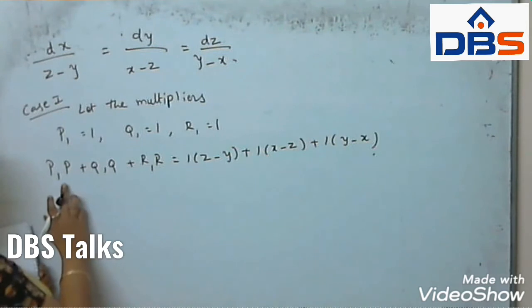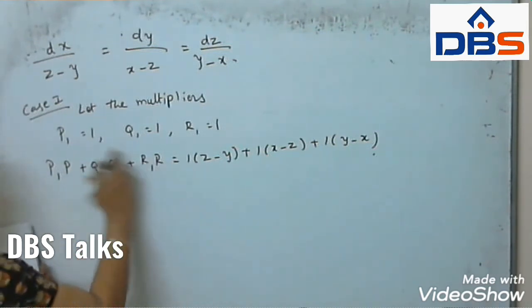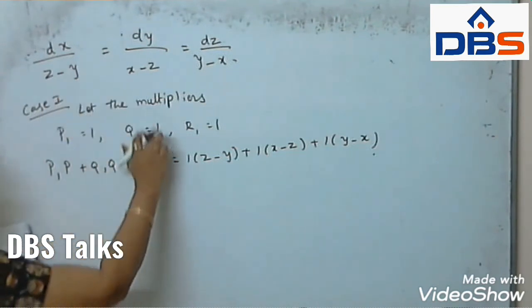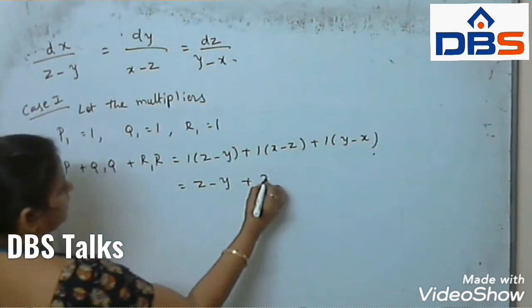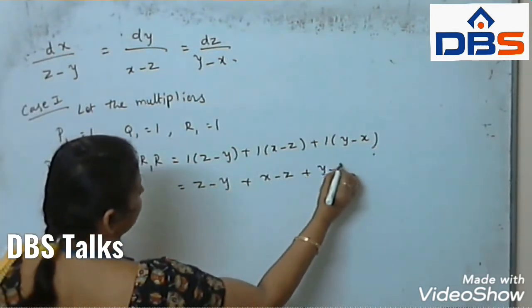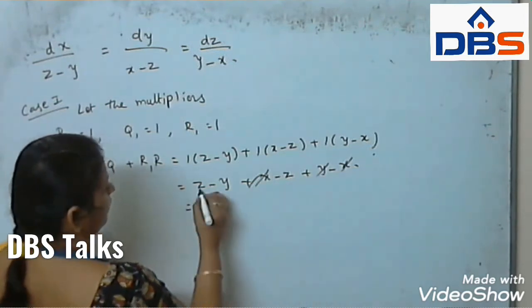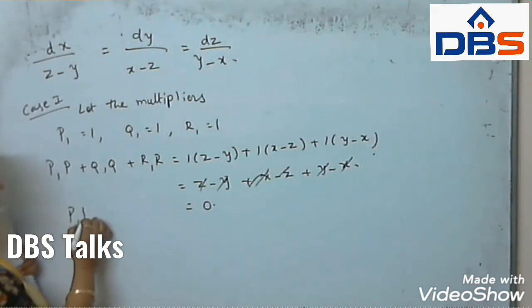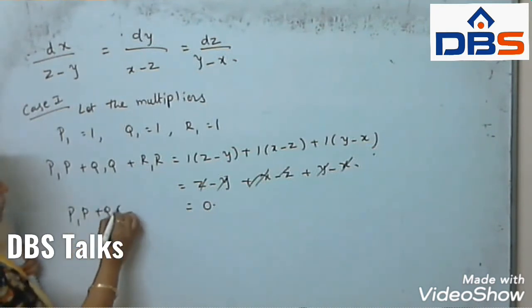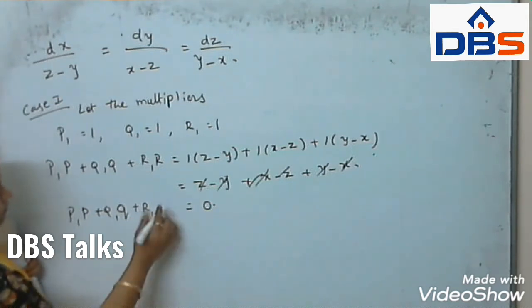So we have to find P1 P plus Q1 Q plus R1 R. That means 1 times z minus y plus 1 times x minus z plus 1 times y minus x, that is z minus y plus x minus z plus y minus x, that is equal to 0. So P1 P plus Q1 Q plus R1 R equal to 0.